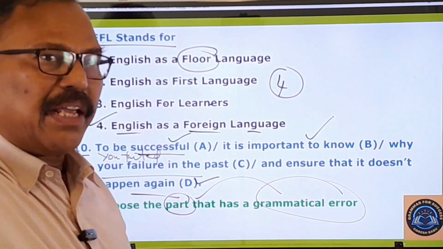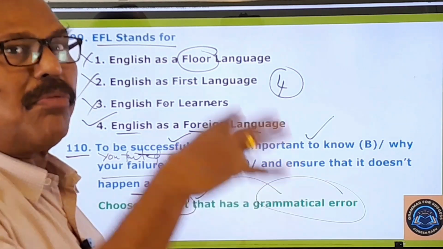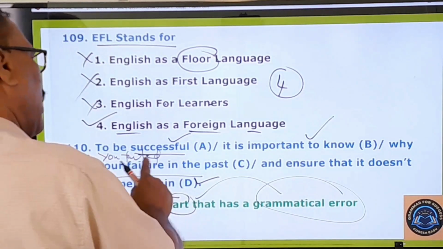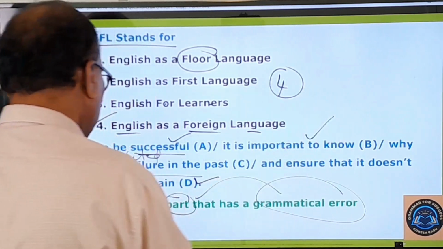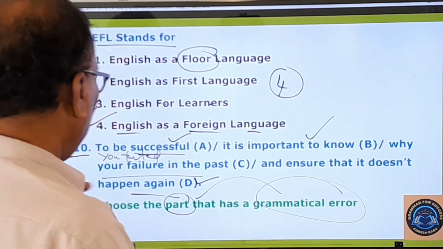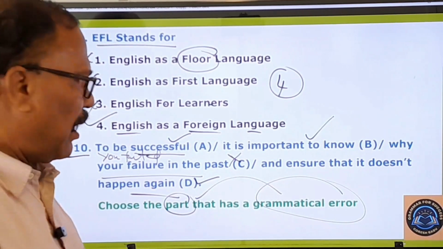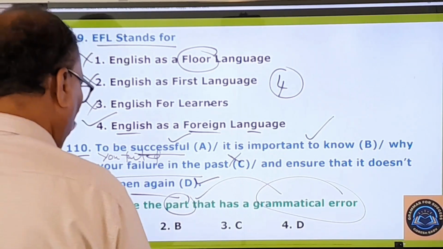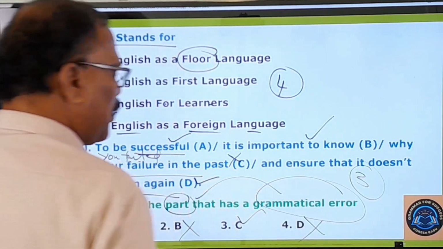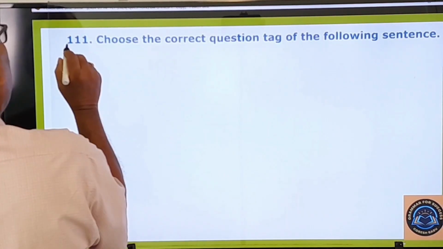Gatamulo neevenduku fail ayyavo. That is the meaning. But here your failure, gatamulo nee yoka otami, nee yoka failure, that's not the right one actually. So here why you failed in the past and ensure that it does not happen. Adi malli jaragakunda mari chala jagrata vahinchali, something like that. Therefore the C part is the part in which there is a grammatical error. Now let us choose it. A no, B no, C yes, D no. So only the third option is the right option. Okay, and now let's move on to other questions.